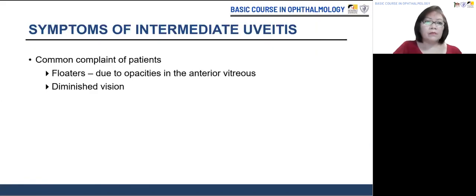How about intermediate uveitis? Due to the presence of inflammatory cells floating in the vitreous, patients with intermediate uveitis typically complain of floaters. These patients also complain of diminished vision, sometimes due to the presence of vitreous haze, but often due to the presence of macular edema. Macular edema has been found to be the most common complication and cause of blurred vision in patients with intermediate uveitis. Patients may, however, be asymptomatic in mild cases.